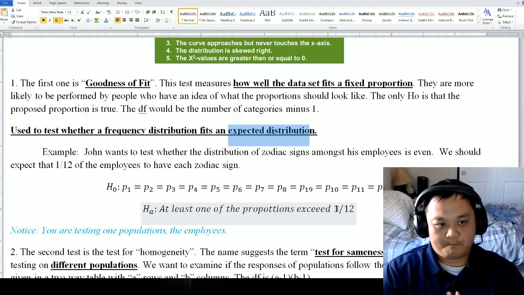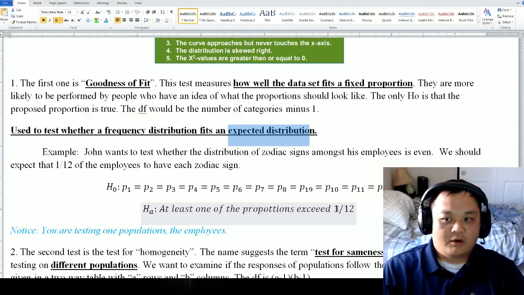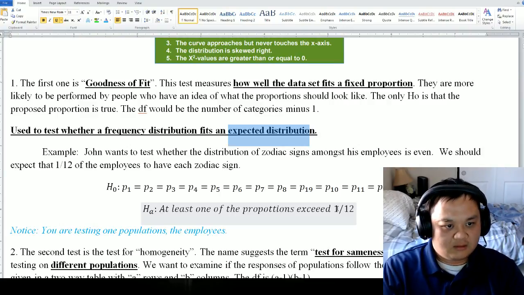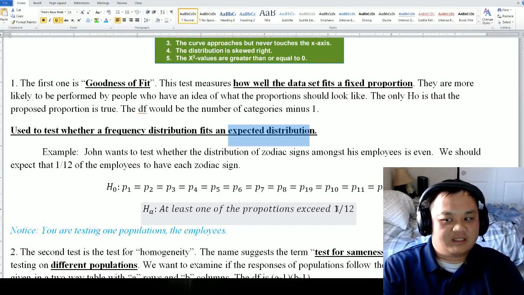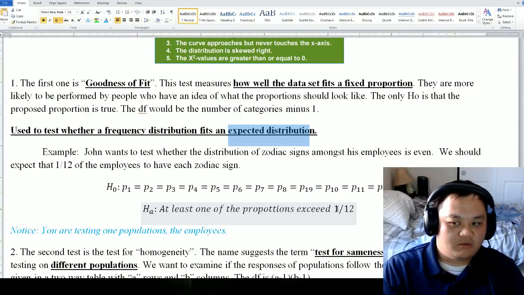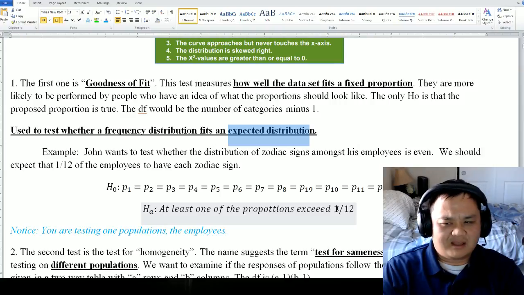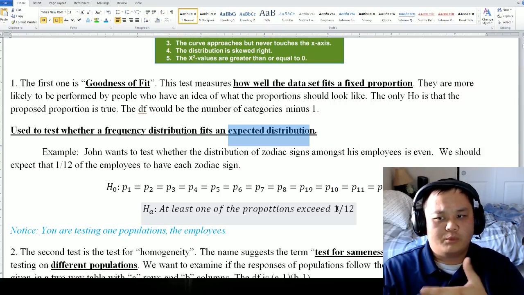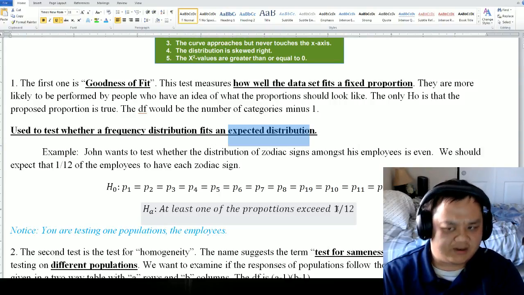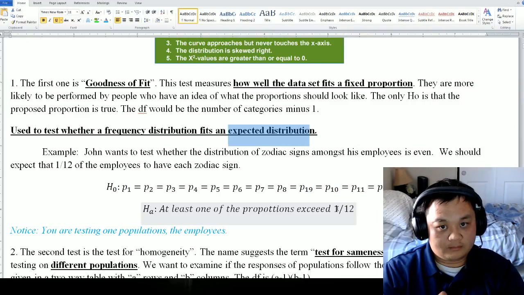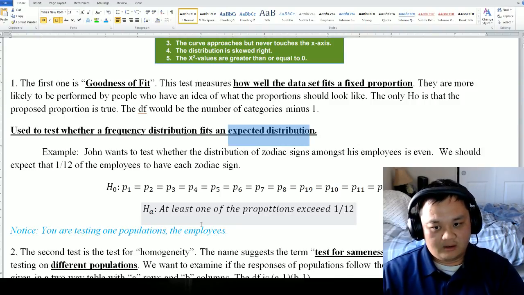What is the expected proportion? Well, there are 12 zodiac signs, so we expect it to be 1/12 each. But when we do some problems, you're going to see it's going to be different. There's always an expected value that is calculated first. Any questions about the goodness of fit?